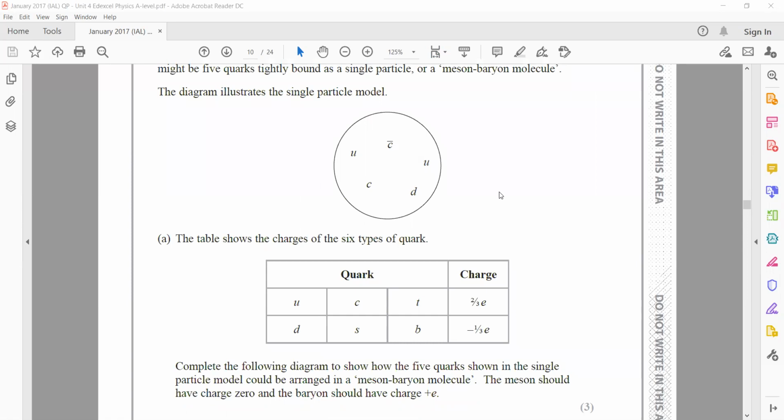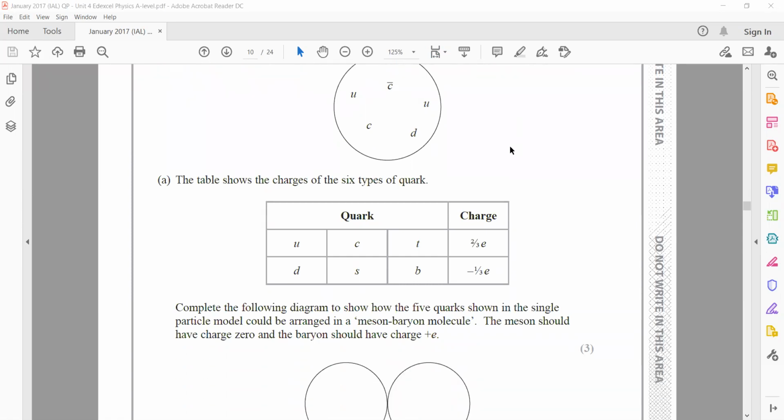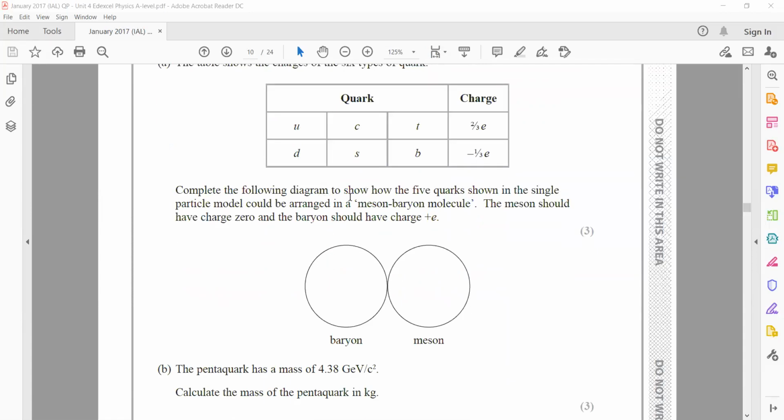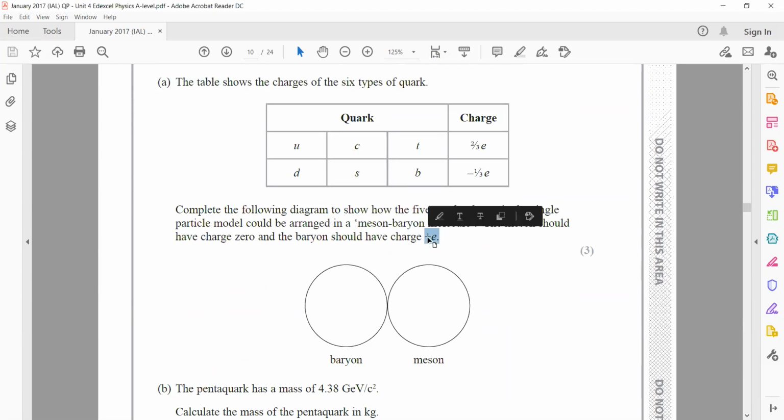The table shows the charges of the 6 types of quarks. You can see the charges are given. For positive, it's +2/3, and for negative, it's -1/3. Complete the following diagram to show how the 5 quarks shown in the single particle model could be arranged as a meson baryon molecule. The meson should have a charge 0, whereas the baryon should have a positive charge. So plus e, or 1.6 exponent -19 coulomb, equivalent to the electron charge, because this e refers to 2/3 times 1.6 exponent -19.